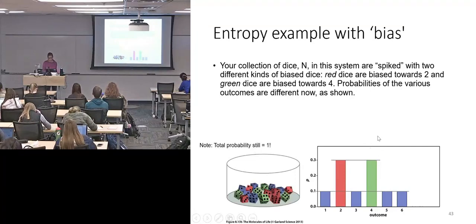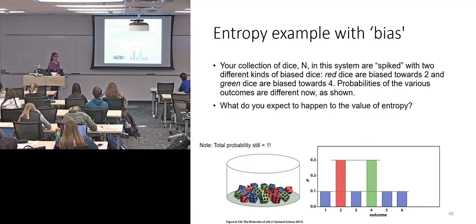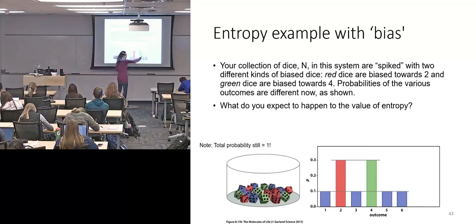Without doing any of the math, what do you expect to happen to the value of entropy? It was 1.8 before. What do you think this number should be? Smaller. Why? It looks less random. This is a less even distribution, a less random distribution, a less disordered distribution. I'm going to get more 2s and 4s.